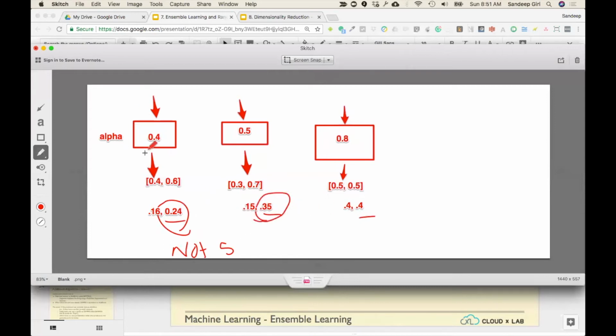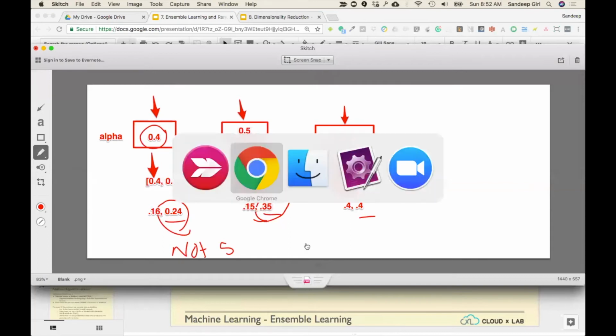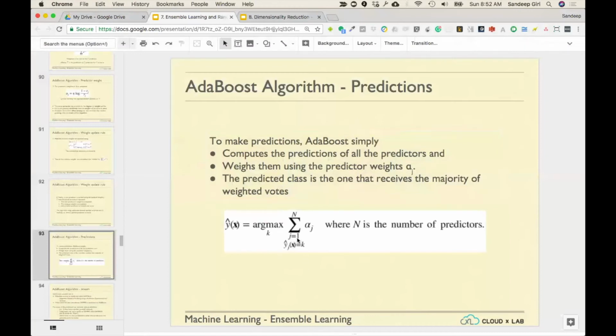The important part is that we let the algorithm do the prediction, and once it has done the prediction, we multiply the predictions by their alpha values. The alpha values are basically how much weight each algorithm carries, and that's how we get the outcome. Did it make sense to you? This is my understanding of this algorithm.